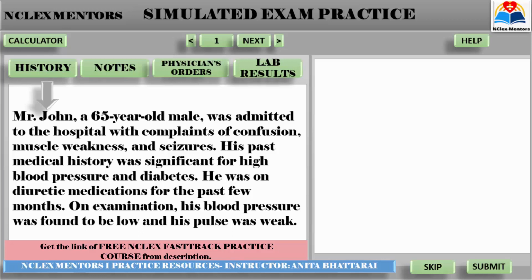Patient's history. Mr. John, a 65-year-old male, was admitted to the hospital with complaints of confusion, muscle weakness, and seizures. His past medical history was significant for high blood pressure and diabetes. He was on diuretic medications for the past few months. On examination, his blood pressure was found to be low and his pulse was weak.